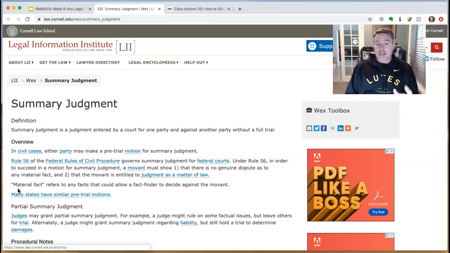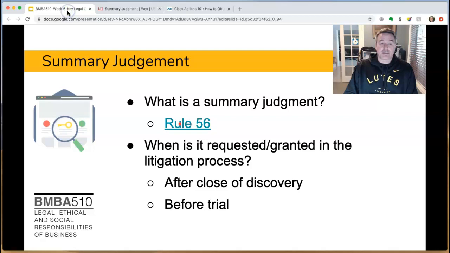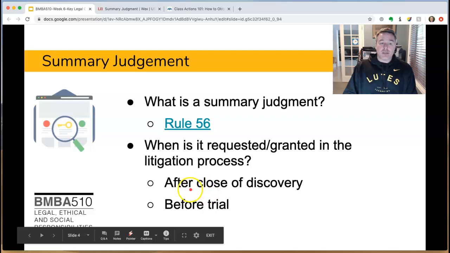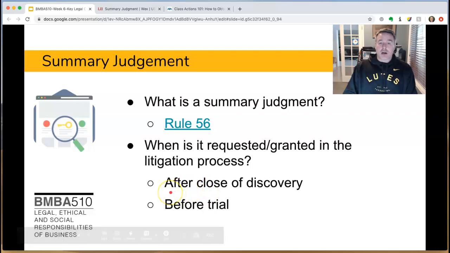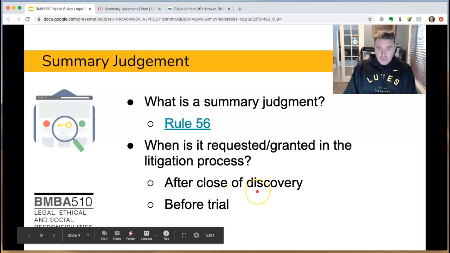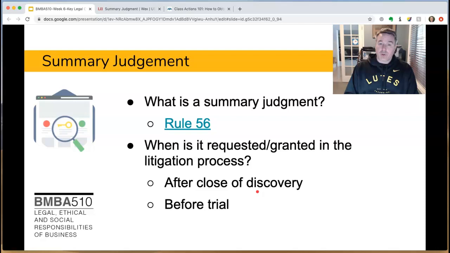It's a way to clear the case, get rid of the case before trial on the argument that no trial is necessary because it won't find any fact that doesn't already exist. Okay, so these motions for summary judgment are filed after discovery. And we'll talk about discovery in a minute. That's all the fact finding that happens prior to trial. But this happens before trial. So after the discovery is completed and before trial, that's when you would see a motion for summary judgment.